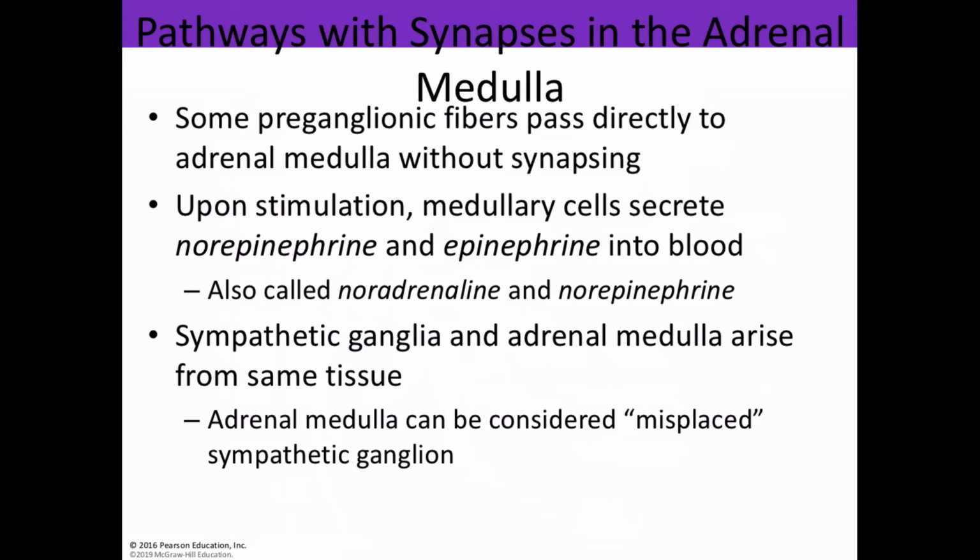So it says pathways that synapse with the adrenal medulla, class. Upon stimulation, the medullary cells secrete norepinephrine and epinephrine into the blood. As it happens, it'll be called noradrenaline and norepinephrine. In other words, the adrenal medulla is that misplaced sympathetic ganglion. It's different, class, in the way it operates. That's why I mentioned earlier epinephrine by the adrenal medulla.